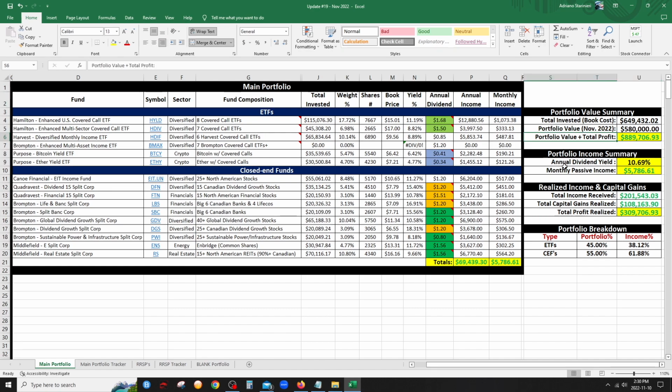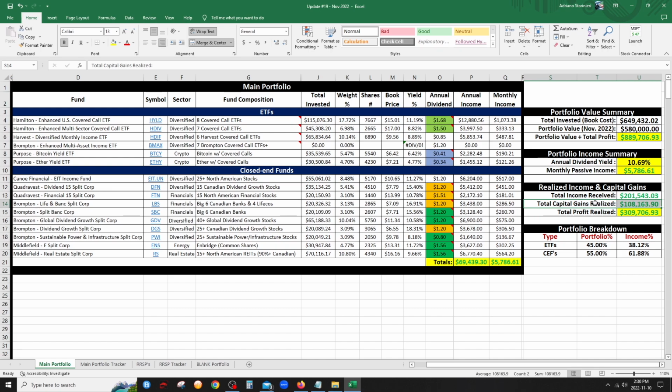What is this? Well, total profit is basically my realized income that I've received since the beginning. So since the beginning, I received over $200,000 in dividends or passive income. And I also made capital gains by selling, by streamlining my portfolio.